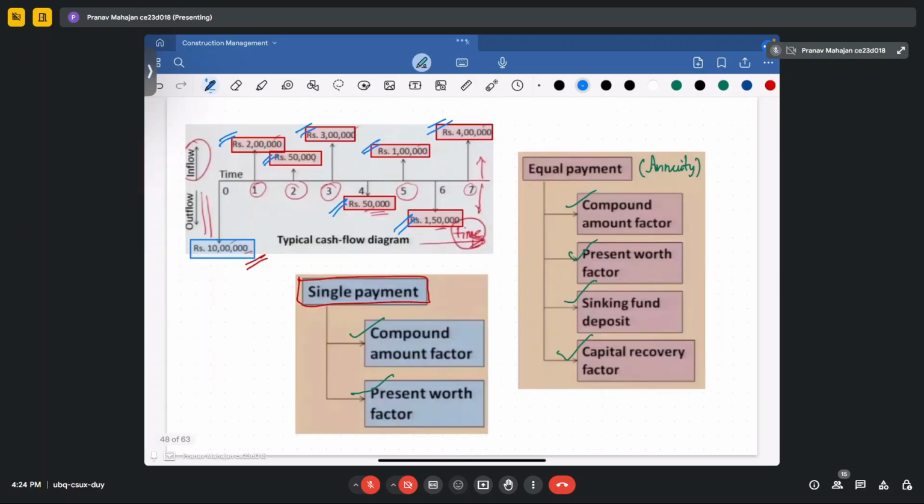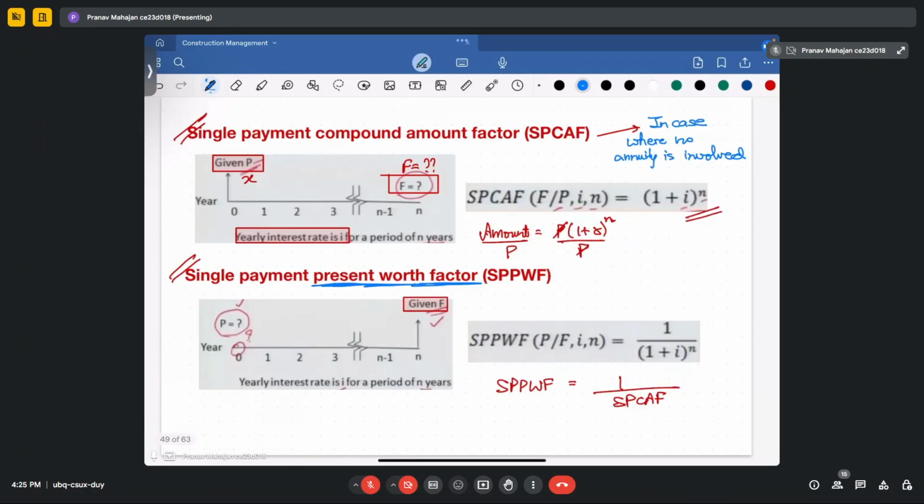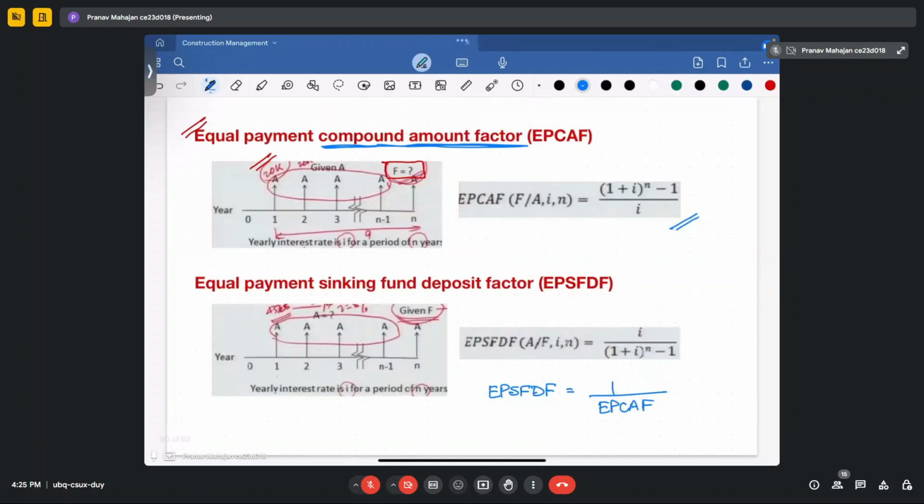Next is regarding the equal payment factors. We have four factors: compound amount, present worth, sinking fund deposit, and capital recovery. These four factors we have seen. When you have to determine the future money from the equal amounts you are providing to the system, how will you calculate? That is 1 plus i to the power of n minus 1 divided by i.